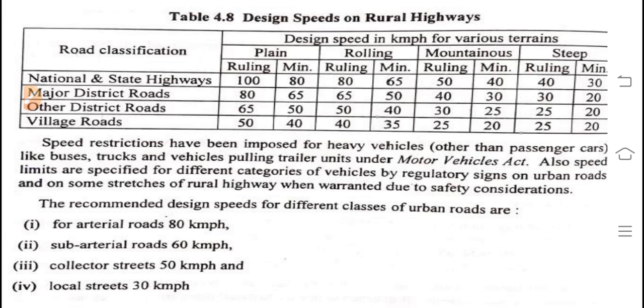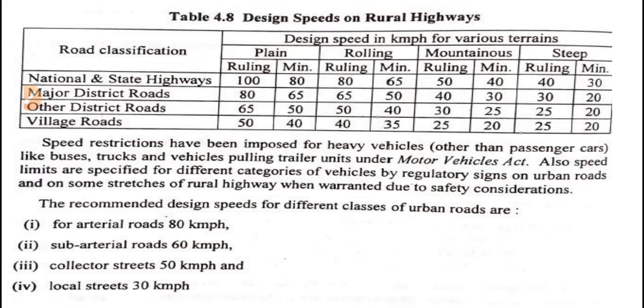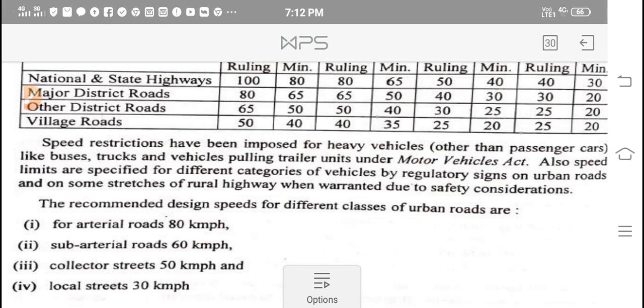On NH and SH, in plain terrain, the design speed will be 100 km per hour, minimum 80 km per hour. Similarly, rolling 80, 65; mountainous 50, 40; steep 40, 30. You can refer to this table, which is available in Khanna Justo's book or any other textbook. Easily you can understand these values.